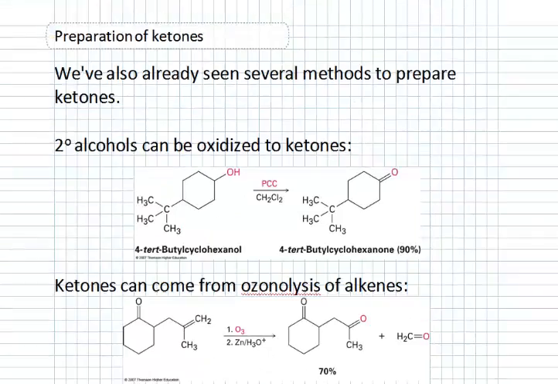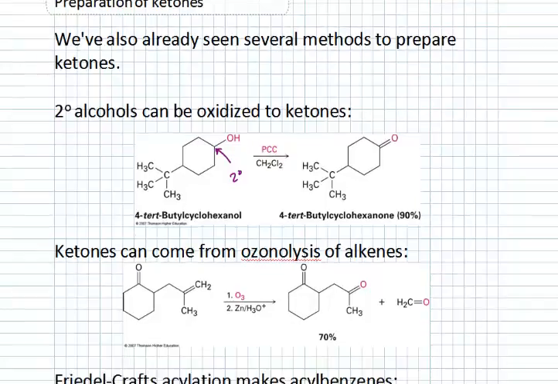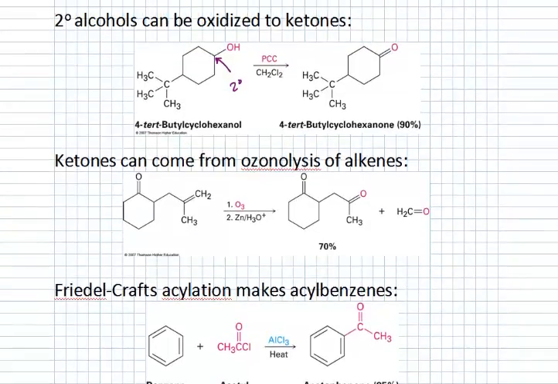We've also seen several ways to prepare ketones. Same sort of deal with oxidation, except this time a secondary alcohol, one with 2 R groups, will be oxidized into a ketone. And we can use any oxidizing agent we want. Might as well use the gentler one because that'll be more compatible with other functional groups that are present. It won't mess with double bonds and things like that. So PCC again, excellent at oxidizing secondary alcohols.